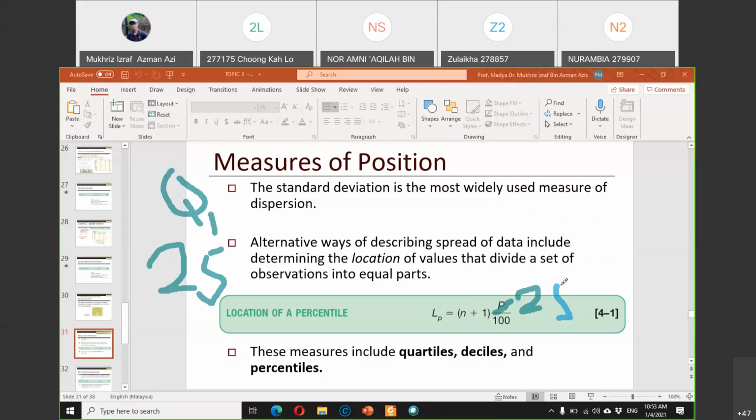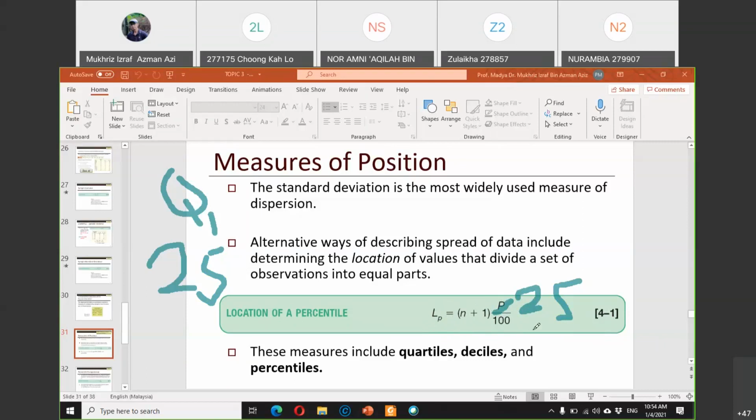Okay, this 25. So I want to know what is the data located in the 25th percentile value. So this will be the L25, or the Q1 value. Okay, and then n plus 1, where n is the number of observations.